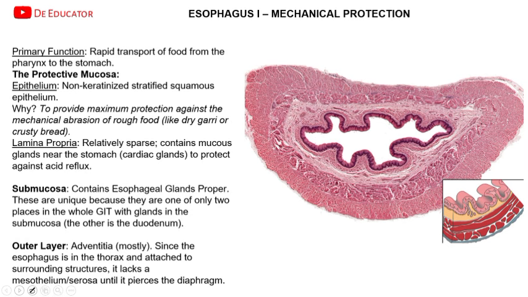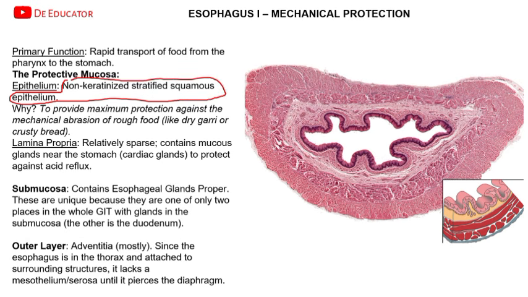structures right away. So the first one we're looking at is the esophagus. All right, the esophagus, starting from the beginning. The primary function of the esophagus is for rapid transportation of food from the pharynx to the stomach. So the esophagus connects the pharynx to the stomach. Now remember, we already said that the mucosa in the esophagus is a protective mucosa, right? The epithelium is non-keratinized stratified squamous epithelium. So please take note of this: non-keratinized stratified squamous epithelium.